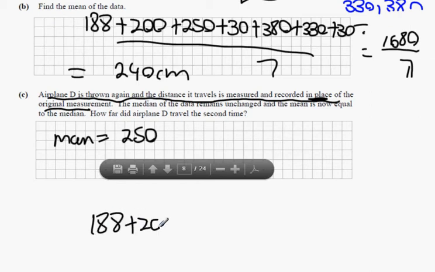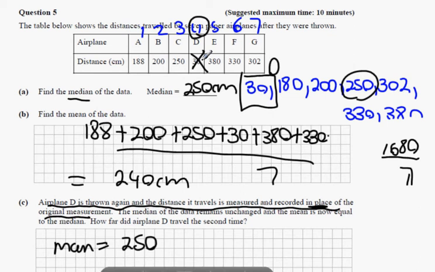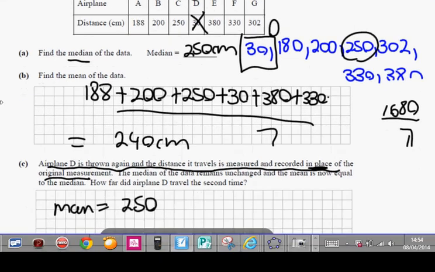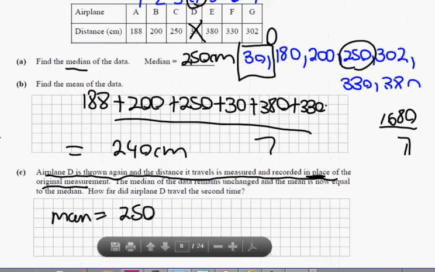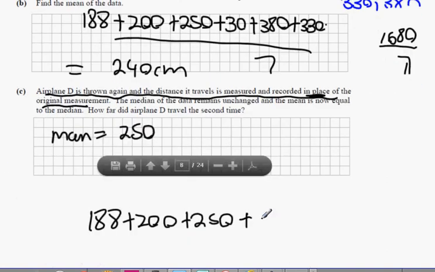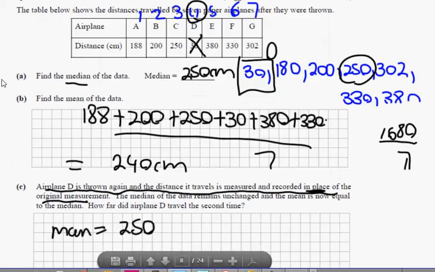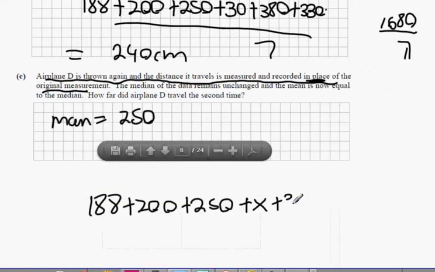188 plus 200 plus 250. Is that 30 there? Yeah. 1, 2, 3. So the 30 has been replaced, hasn't it? Yeah, it's replaced. So it's going to be 188 plus 200 plus 250 plus X plus 380, 330 and 302.